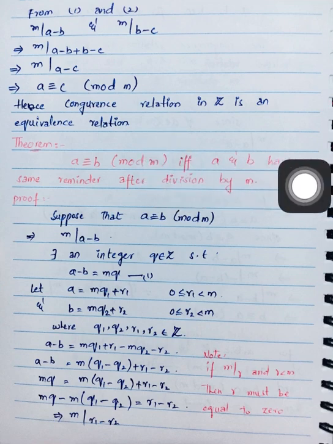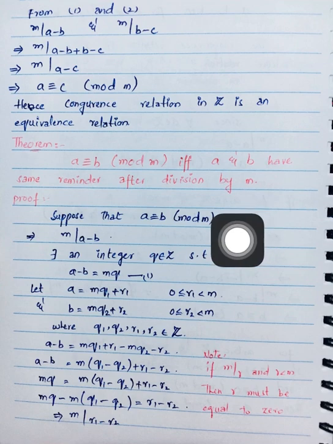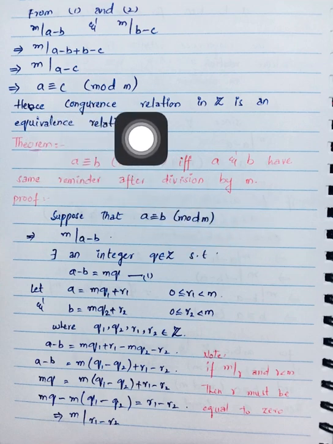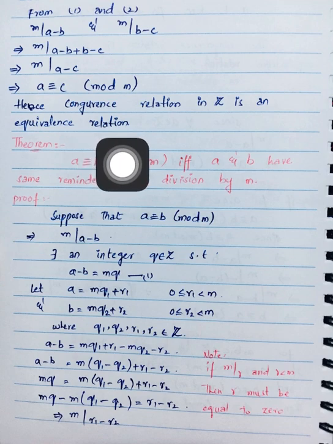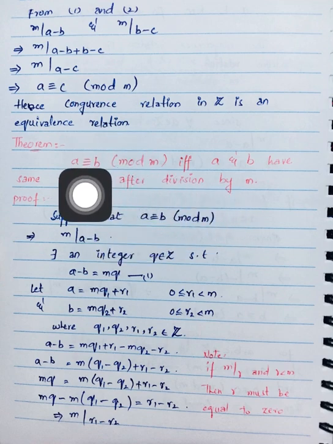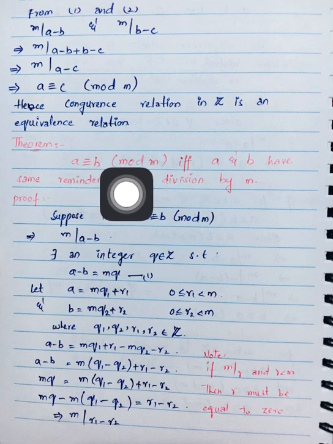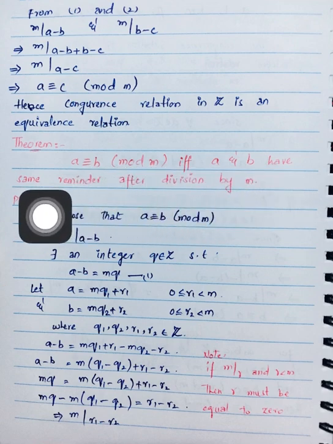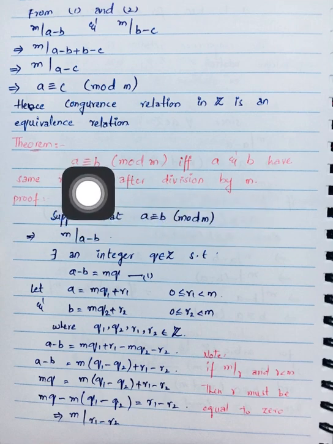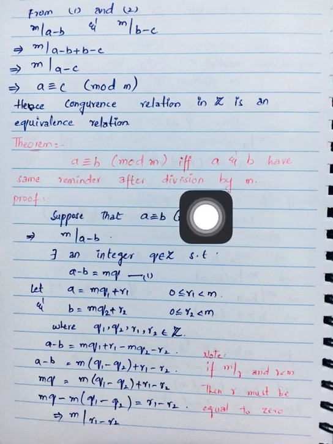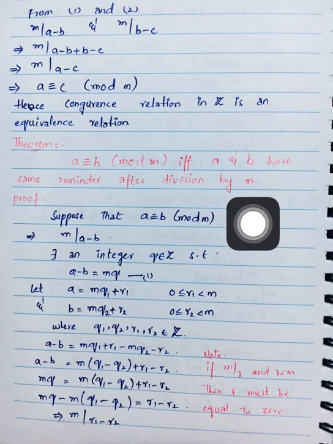So this is the first theorem. Here we prove that the congruence relation in integers is basically an equivalence relation. The next theorem is: a is congruent to b modulo m if a and b have the same remainder after division by m. That means both have the same remainder if we divide by m. So here I am going to use the division algorithm, or Euclid's lemma.